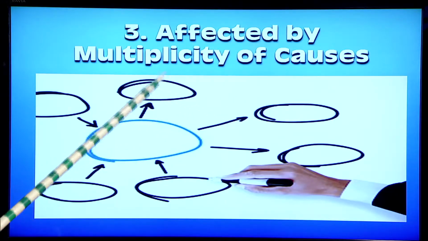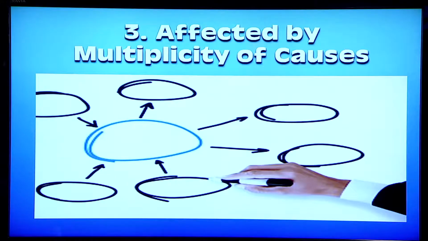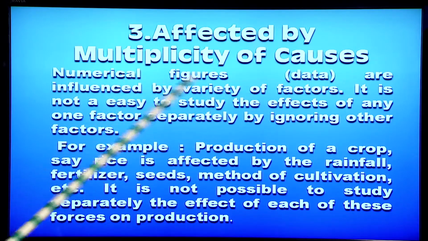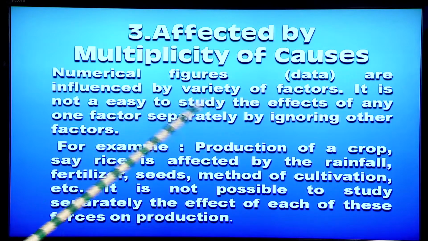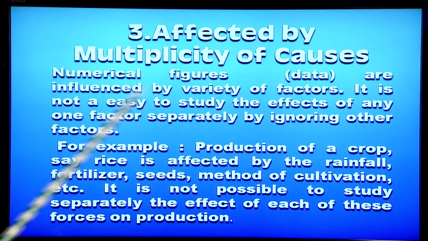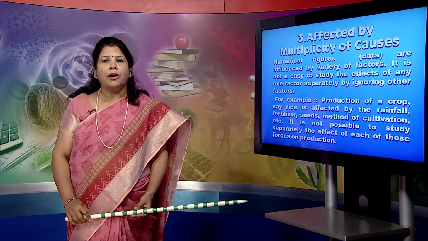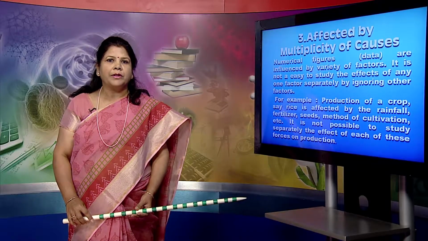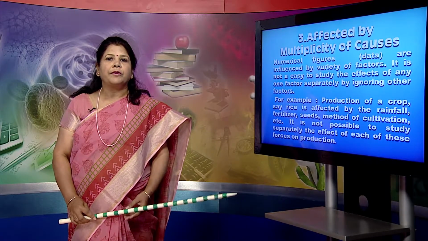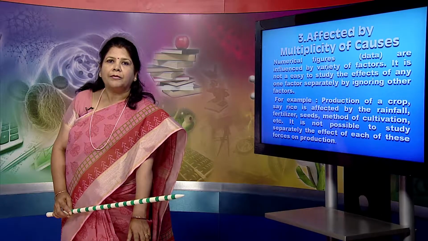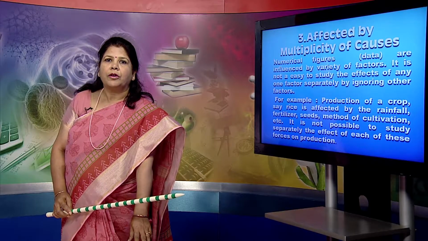Statistics are affected by a multiplicity of causes. That is, numerical figures or data are influenced by a variety of factors. It is not easy to study the effects of any one factor separately by ignoring other factors. For example, production of a crop, say rice, is affected by the rainfall, fertilizer, seeds, method of cultivation, etc. It is not possible to study separately the effect of each of these forces on production. Hence, we can say that statistics are affected by a multiplicity of causes.